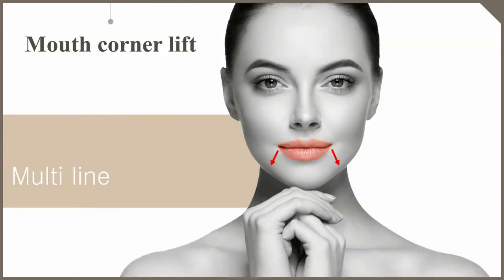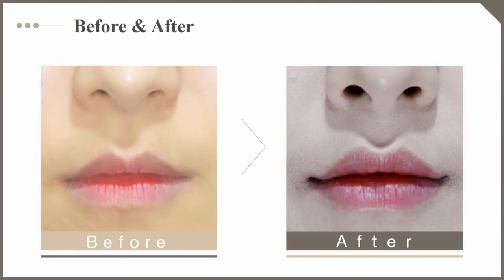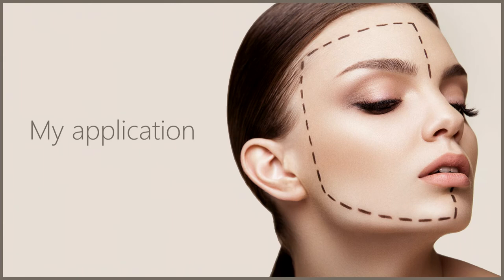Also, many older people complain of mouth corner drooping. So you can just insert two multi-line threads from the mouth corner to the lower lateral part. We can check the change. The mouth corner became upturned. So that is the presentation of the scaffold type thread.